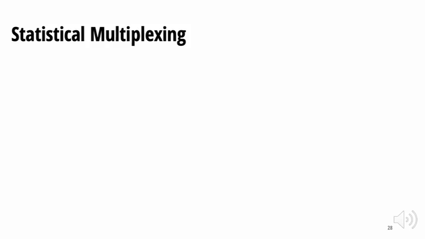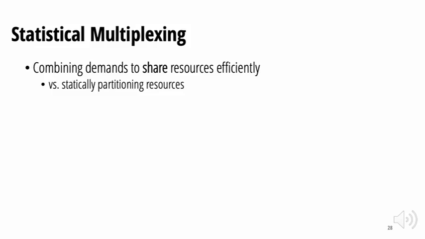So statistical multiplexing is just a fancy term for saying we're going to share resources. It's the idea that different users who want to use a resource each have a certain demand for it, that's how much of the resource they would like to use. Statistical multiplexing combines those demands in order to share resources efficiently. In contrast is the idea that we would statically partition resources, with no sharing. Let's take a few examples.